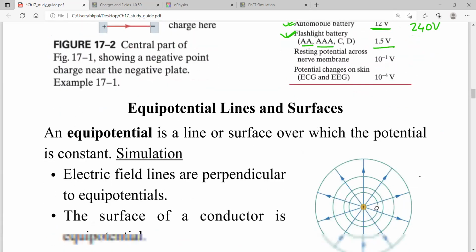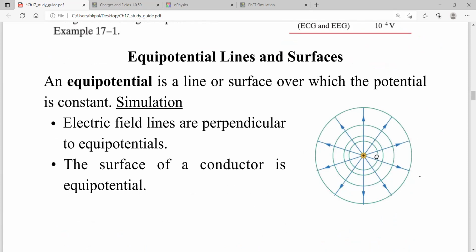The next thing I'm going to talk about is equipotential lines and surfaces. Line is when we talk about the two-dimensional case; for three dimensions it is a surface. Now, what are equipotential lines or surfaces? An equipotential line is a line or surface over which the potential is constant. Line is in 2 dimensions, surface is in 3 dimensions.